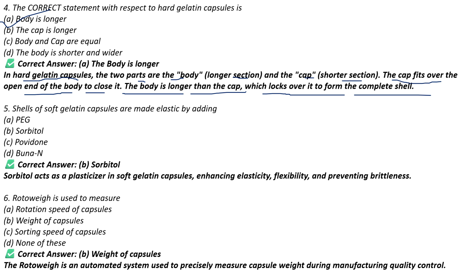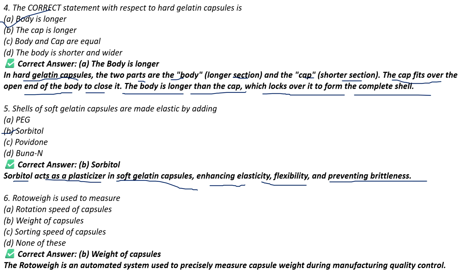Moving on to the next question. The shell of soft gelatin capsules is made elastic by adding: PEG, which stands for polyethylene glycol, sorbitol, povidone or Buna N. Sorbitol acts as a plasticizer in soft gelatin capsules, which helps in enhancing elasticity and flexibility and preventing brittleness. So option B, sorbitol, is used for making the soft gelatin capsule shell more elastic.